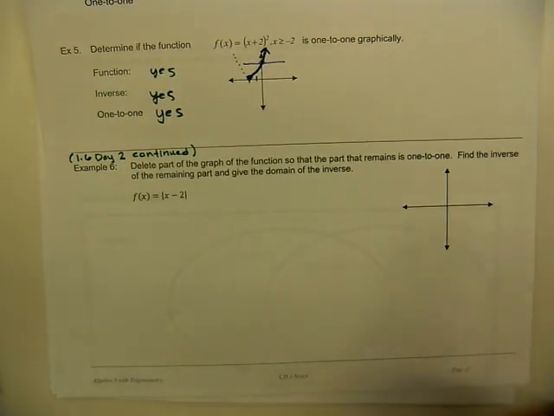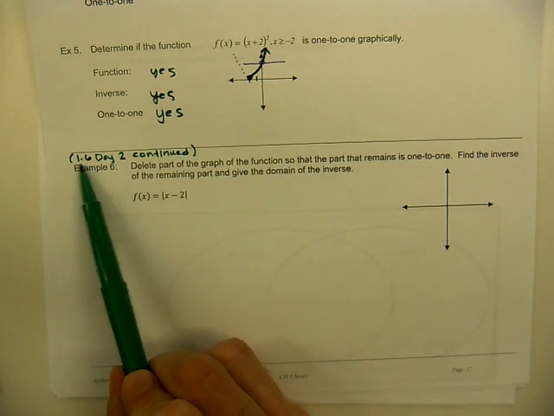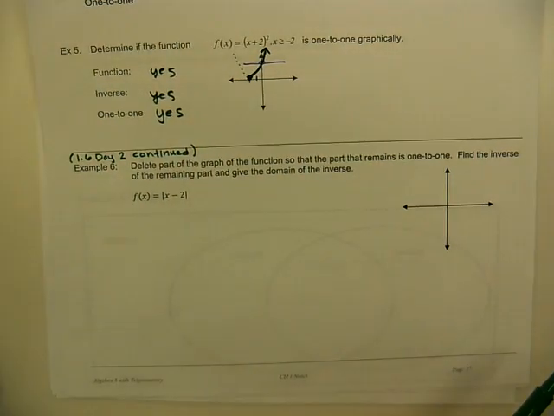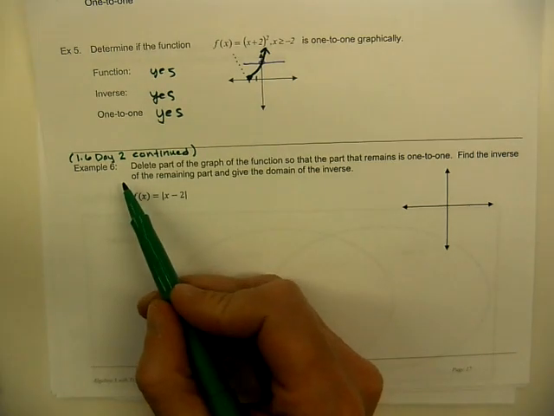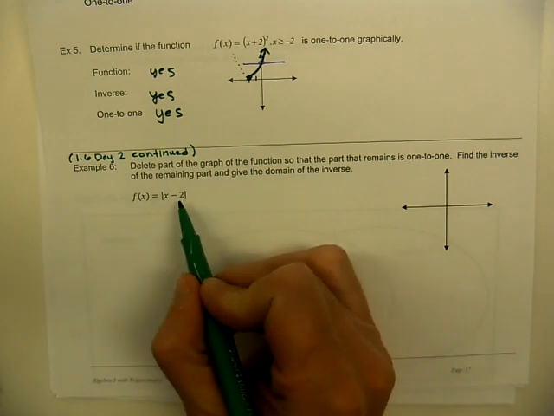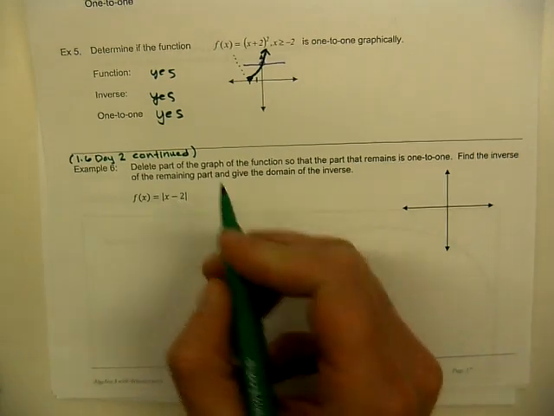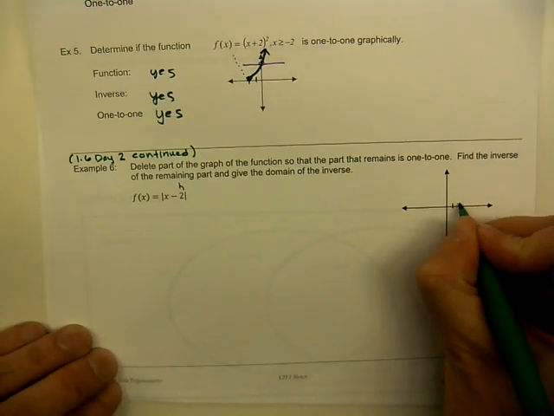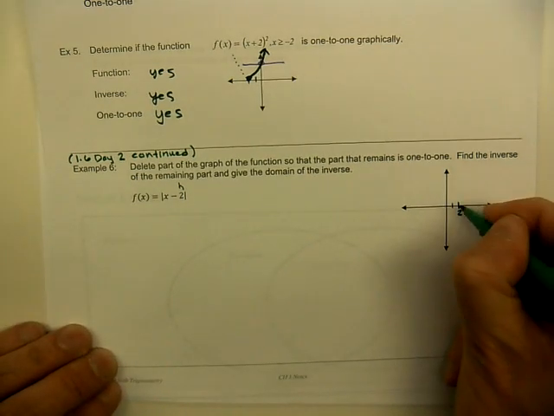Here I'm finishing up the notes for 1.6 day 2, and so I just kind of split it up into these two parts. Let's look at both example 6 and then example 7 on the next page. Here, if you take a look at this graph, it's in our absolute value. Remember, this is your horizontal shift. We always move it in the opposite direction, so it's a right shift of 2.